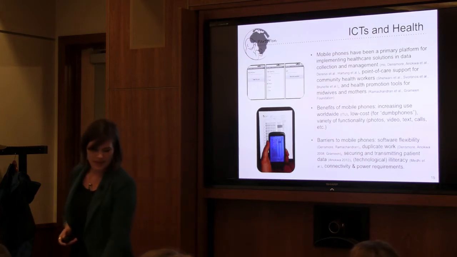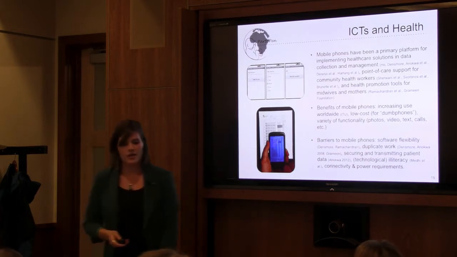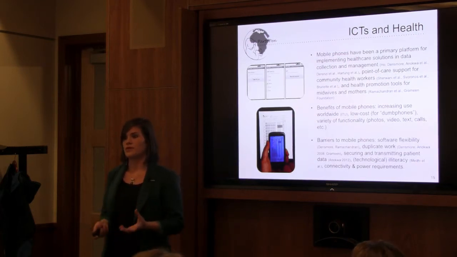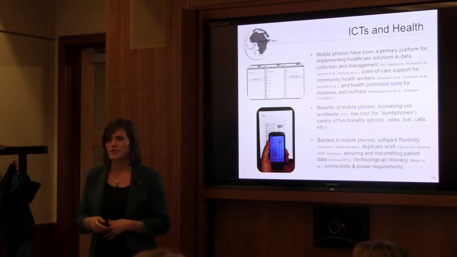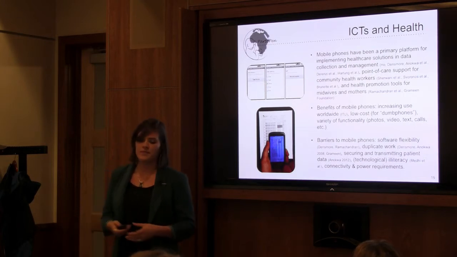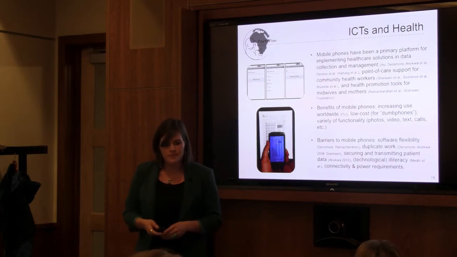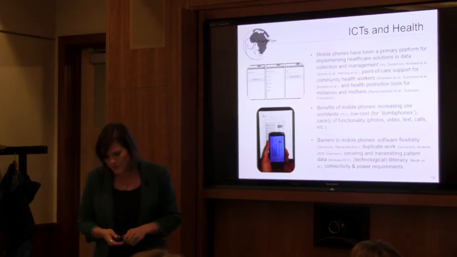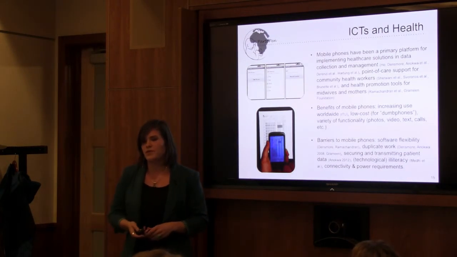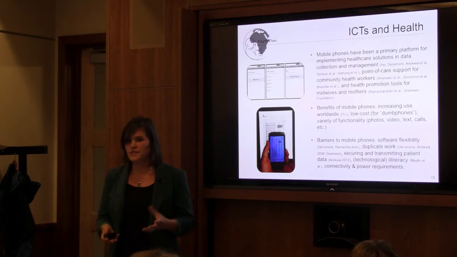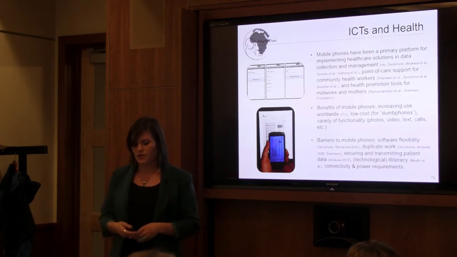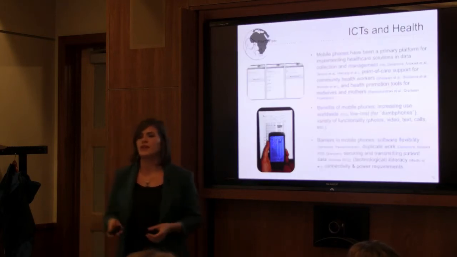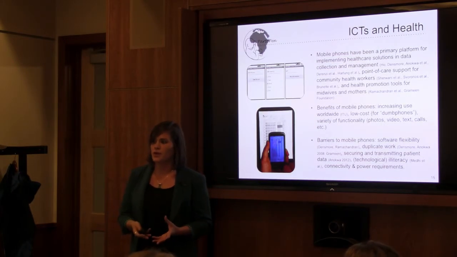So now looking at some of the ICT solutions for healthcare, and a lot of these focus on mobile phones as the platform. And this is largely because they've become such a ubiquitous platform worldwide. So they're widely accessible and relatively easy to program for. So most of these mobile phone applications have focused on data collection, point of care support for community health workers, and also health promotion and education tools, not only for healthcare workers, but also for patients themselves.